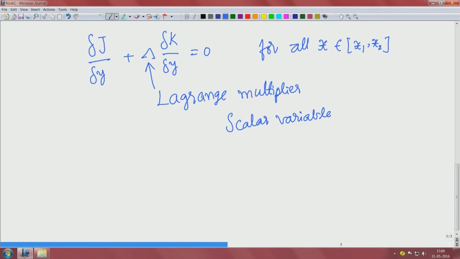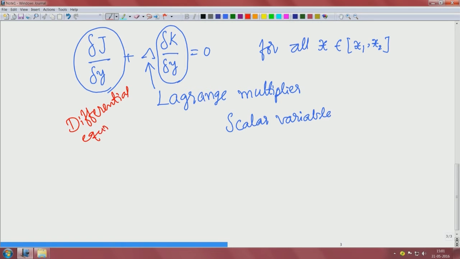How do we find it? Because this Lagrange equation will be an expression, and this lambda is some constant that we do not know as yet. The whole thing that we have here is a differential equation, and there will be boundary conditions also that we can write for it.